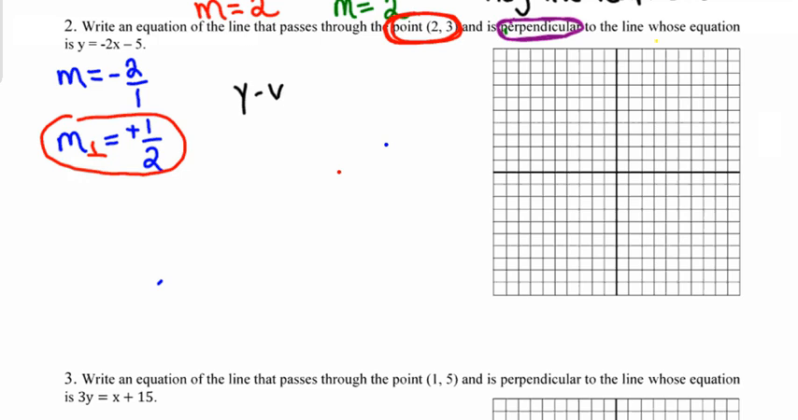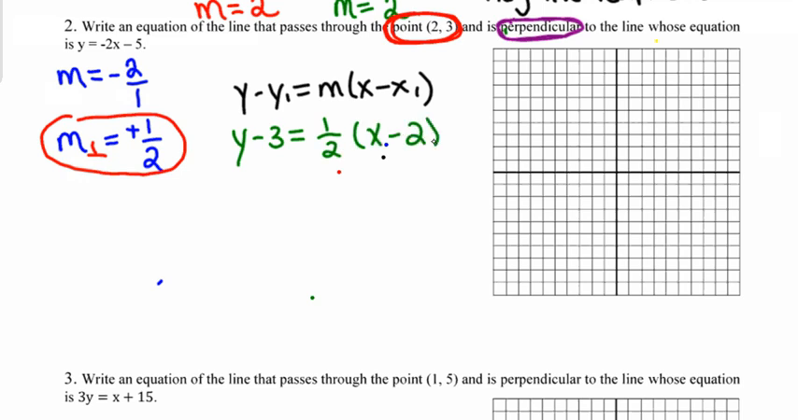So I've got my y minus y1 equals m times x minus x1, or in other words, y subtract 3 is equal to 1/2 times x subtract 2. And just like when we used this form of a line earlier, that's done. It's finished. It's time to call it a day and go on to the next problem.